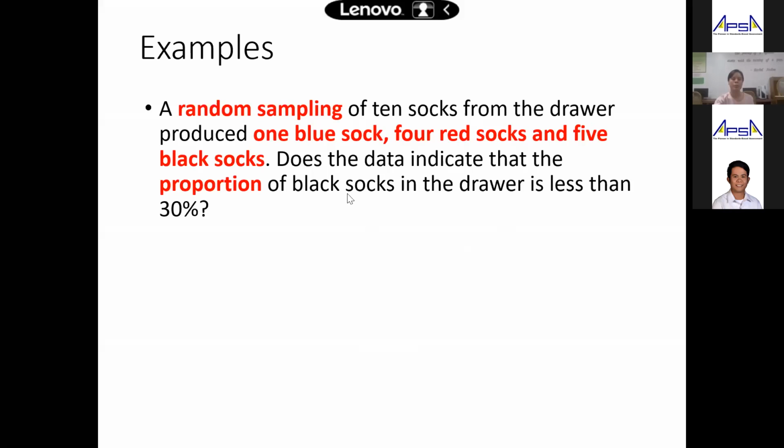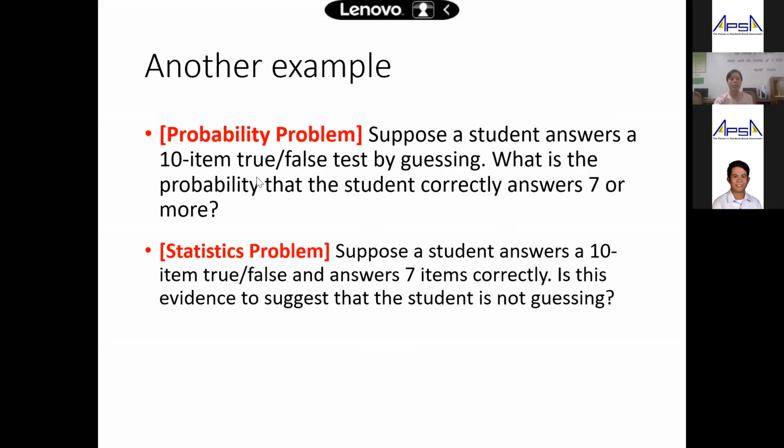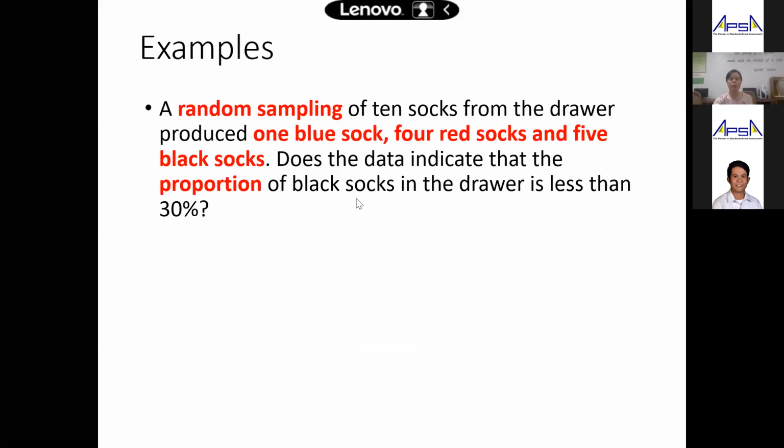So, meron kayong drawer, you will get 10, okay? And then you got 1 blue, 4 red, and 5 black socks. Does the data indicate that the proportion of black socks in the drawer is less than 30%? So ito yung nabunot ko, less than 30% kaya yung black socks sa drawer. Tingnan nyo, parang binaliktad siya nung probability problem.